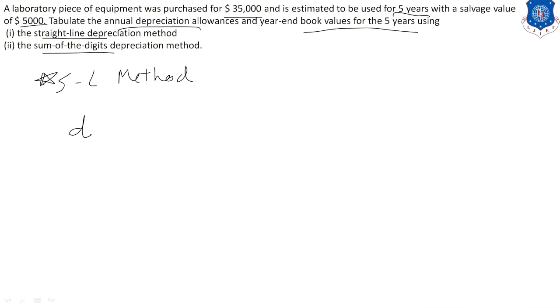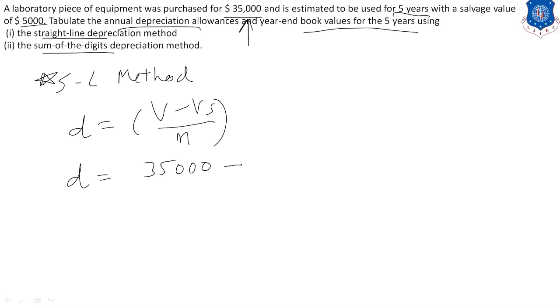Depreciation from straight line method can be given by D is equal to V minus Vs upon service life N. So what is the original cost in the statement? Given that original cost of the piece of equipment is $35,000, minus the salvage value of that equipment, which is $5,000, upon service life for this equipment, which is 5 years. So divide by 5. By calculating this term, we will get D is equal to 6,000 rupees.